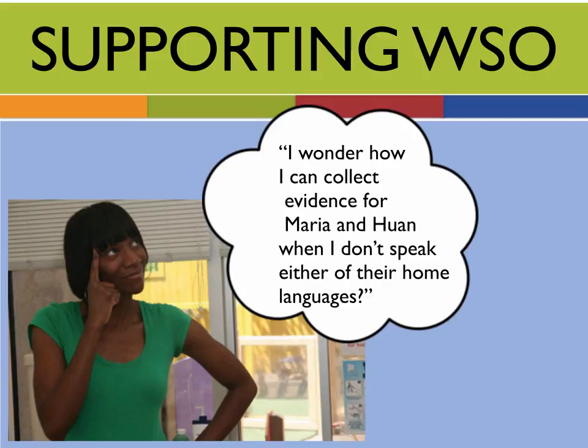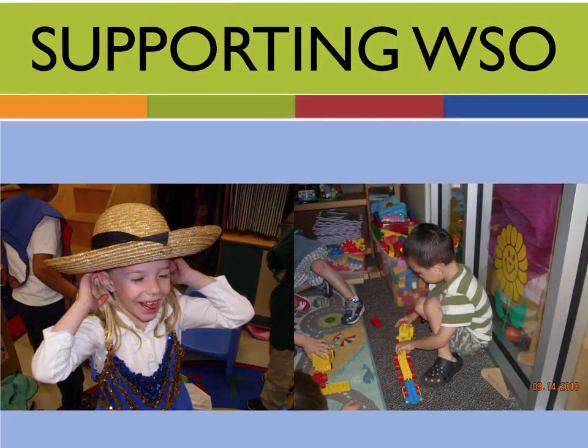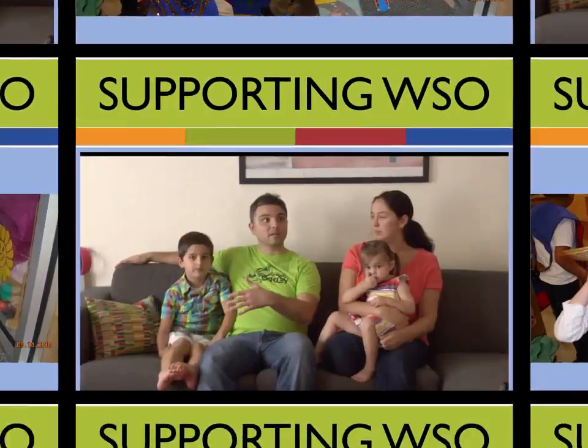When we have limited or no knowledge of the child's home language, we can feel insecure about collecting evidence for WSO. How can I do this in a manner that provides accurate and reliable evidence? Ideally, it would be to the child's advantage to collect evidence using both the child's home language as well as English. When this is not possible, we must be intentional in using additional strategies to collect evidence about the child.